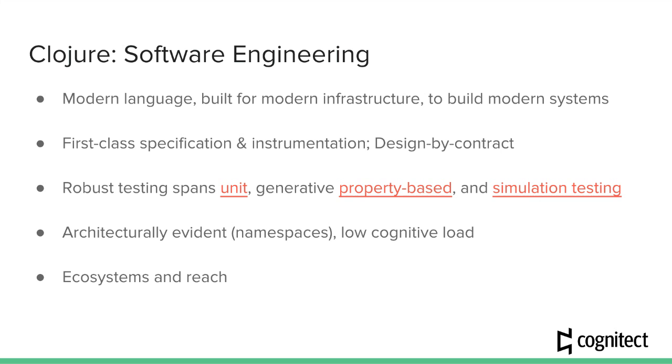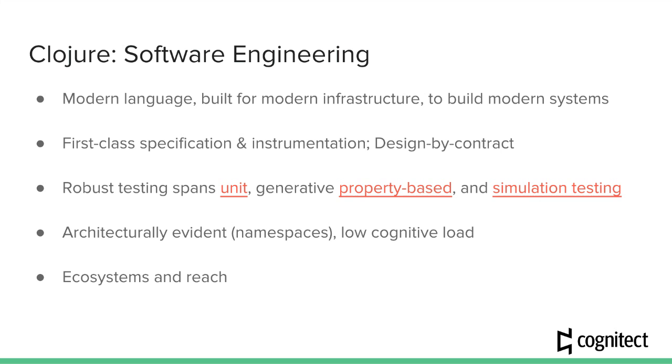There's robust testing inside of Clojure that spans from standard unit tests that you would expect in any language to generative property-based tests. And the Clojure community has really embraced simulation testing for large distributed systems. And using things like Clojure spec and other aspects of the language can actually give you the generative property-based tests for free. That part of their specification allows them to generate the properties for those tests.